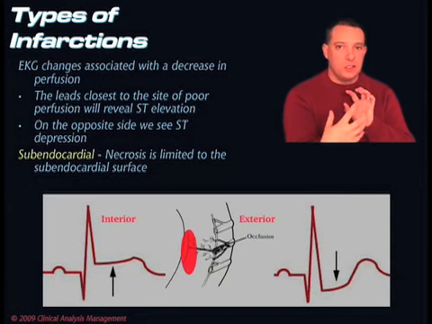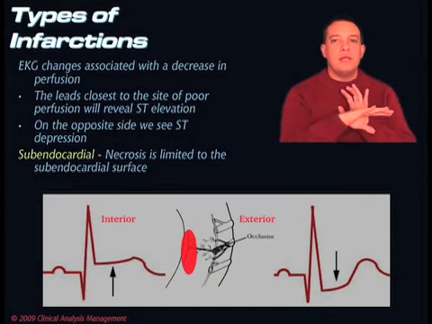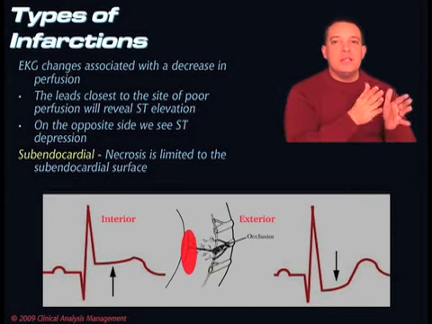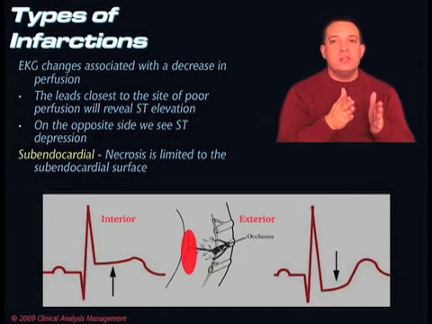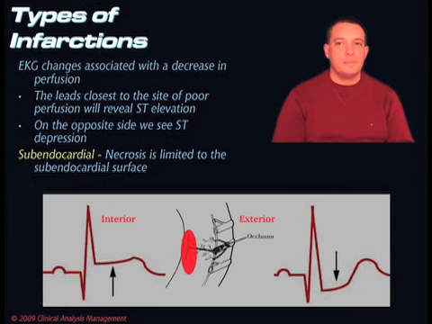If we have ST elevation and ST depression, ST elevation always gets more attention. That's the bigger issue, because that tells us the full thickness of the muscle has been involved. But if we make a sweep of our EKG and we don't see ST elevation anywhere, but we do see ST depression in two or more contiguous leads, then what we used to call that was a subendocardial MI.